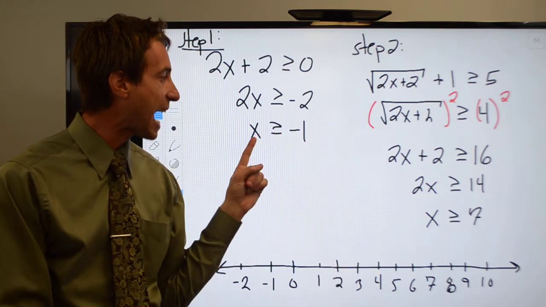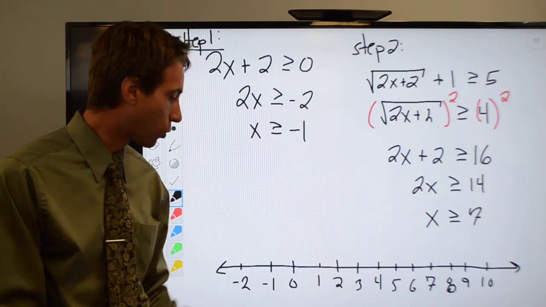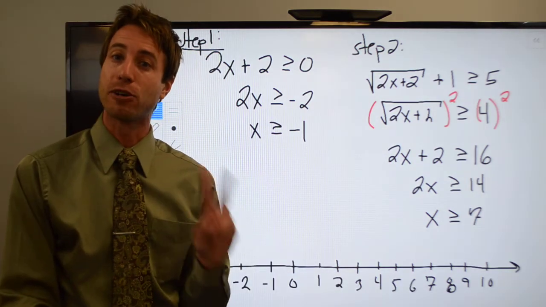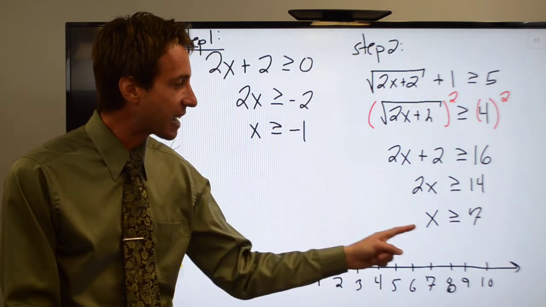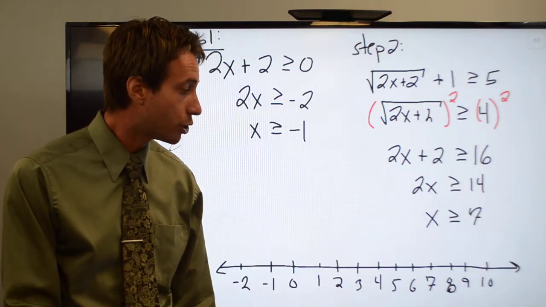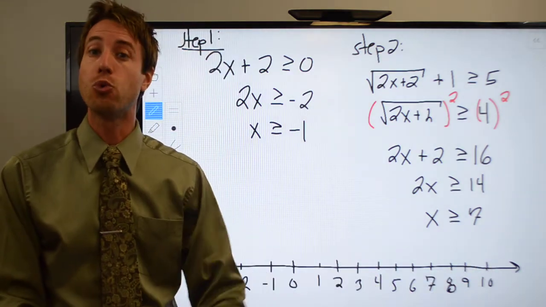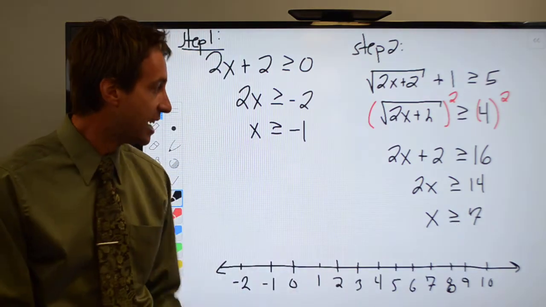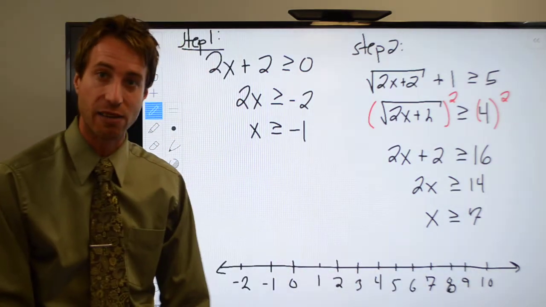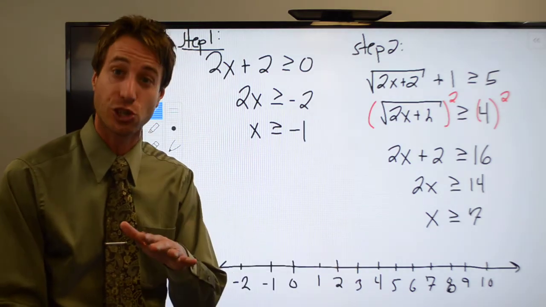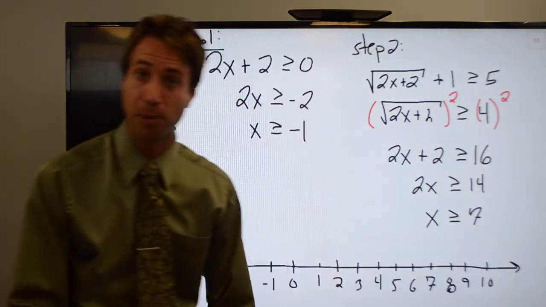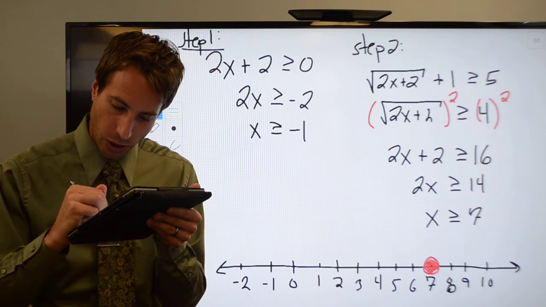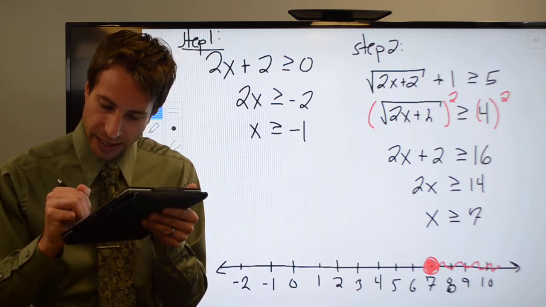Okay, here's what we've got. Step 1 tells me I need all values of x greater than or equal to negative 1. But step number 2 tells me that the values of x need to be greater than or equal to 7. Well, who wins? Obviously, the one that wins is whichever one is bigger. Step 1 tells me everybody bigger than negative 1, but step number 2 tells me it's actually got to be everybody bigger than positive 7. That one wins. Closed circle on 7, and we go in this direction.